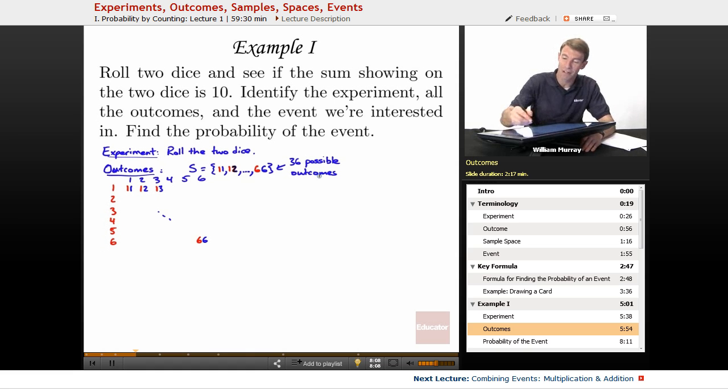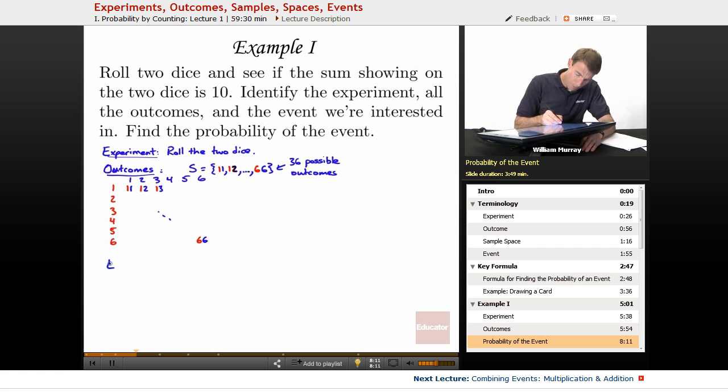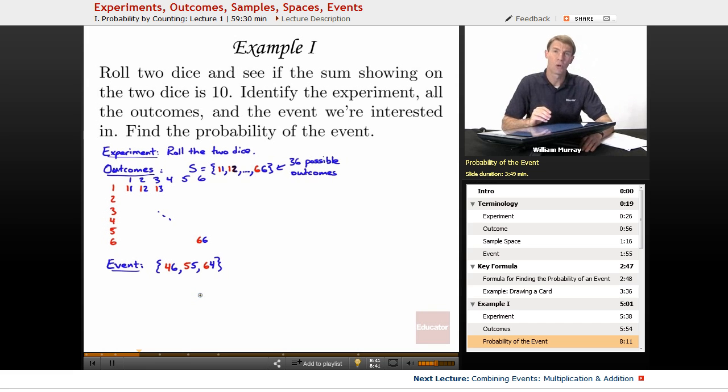Now we want to identify the event we're interested in. So the event here is that the 2 dice sum up to 10. So let's think about which of those possible outcomes would give us a sum of 10. Well, you could get a red 4 and a blue 6. You could get a red 5 and a blue 5 because those add up to 10. Or you could get a red 6 and a blue 4 because those also add up to 10. So 3 of those combinations between red and blue add up to 10. So that is the event we're interested in.